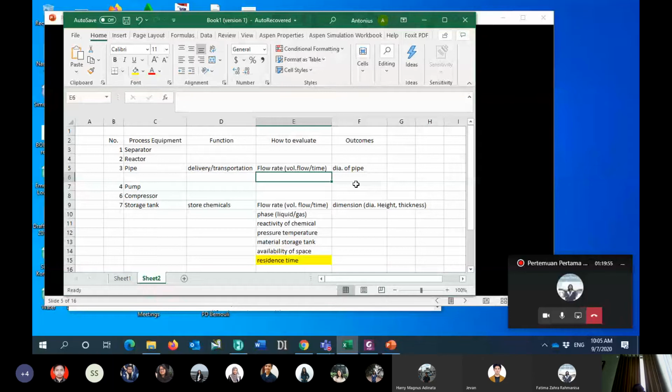No, sir. No? Why is the answer no? The velocity will be very high. Okay, the velocity will be very high. What is the impact of the high velocity? Because there is a velocity threshold, and if it is exceeded, then it will erode the pipe. So in this case, we connect the volumetric flow and the dimension of the pipe, which is the diameter of the pipe.